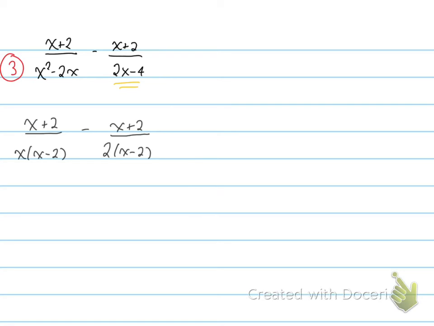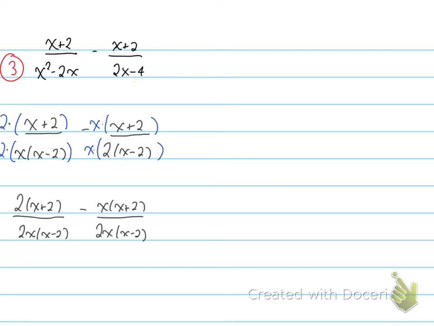So I can see here in both denominators I have that x minus 2, although one of them has an x, one of them has a 2. So I'm going to multiply each one by what it's missing. That's going to give me my common denominator. So in that first fraction, I'm going to multiply the top and bottom by 2. In the second fraction, I'm going to multiply the top and bottom by x. And notice when I do that, now I get that common denominator. On both fractions now, I have 2x times x minus 2. So I can rewrite this as one big fraction.